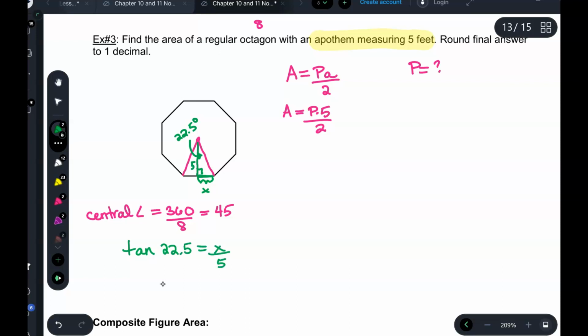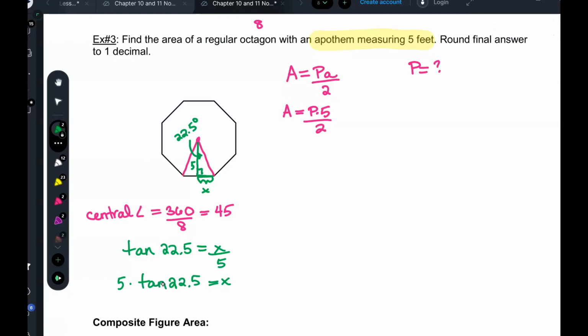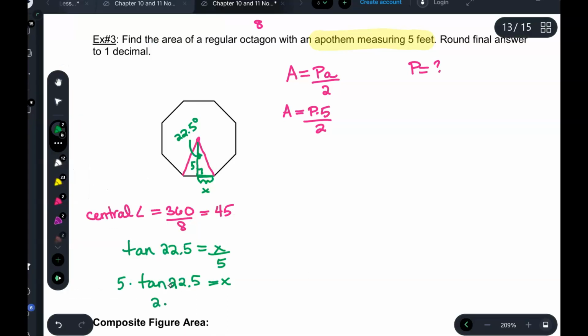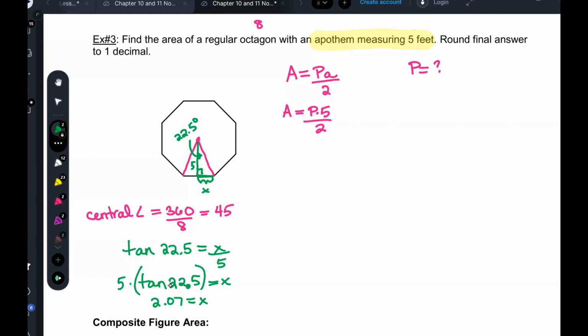So now we're going to multiply by 5, right? Because it's in the denominator. I was confused because you didn't write down the part where you multiplied. Right, I didn't show the whole thing. Okay, so 5 times tangent of 22.5. Oh, wait, that's a 0.5. Sorry. And 5 times that, I get 2.07.